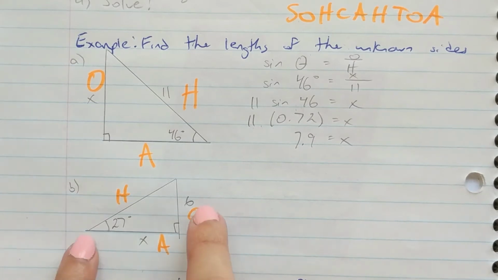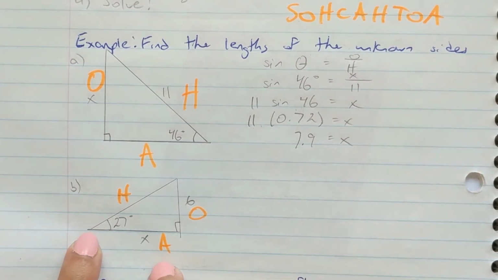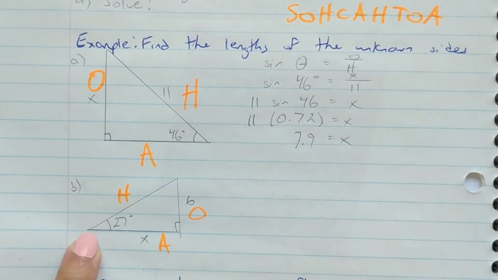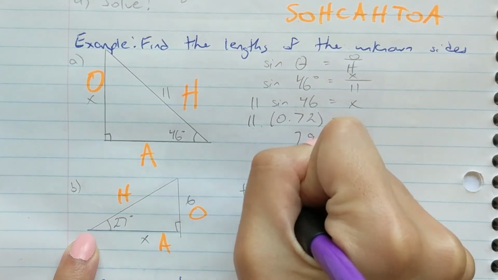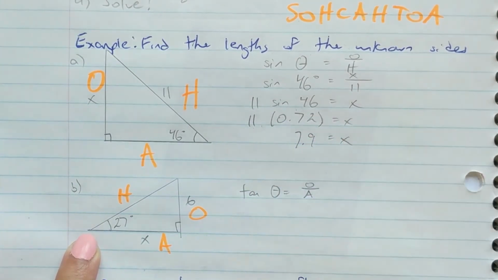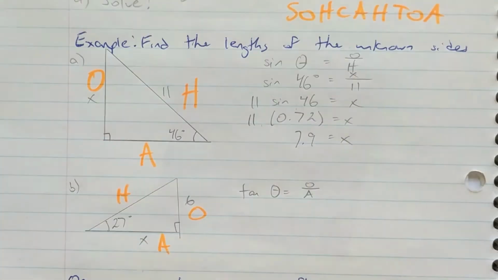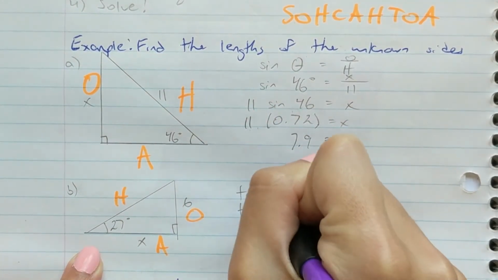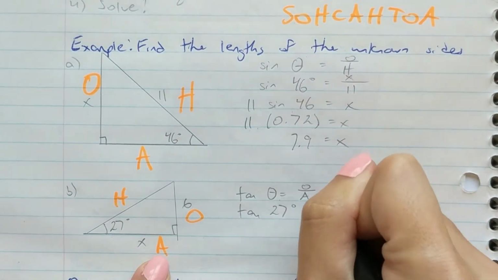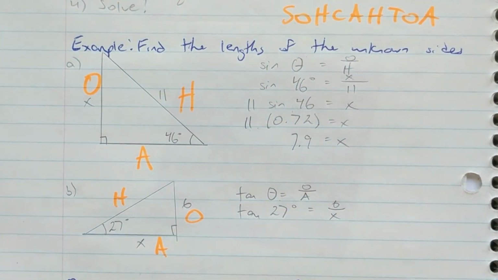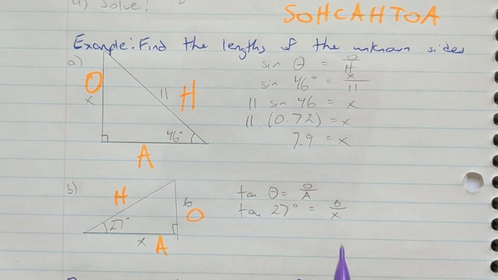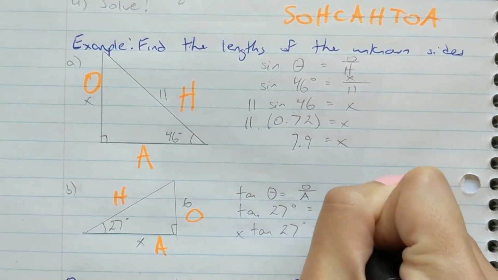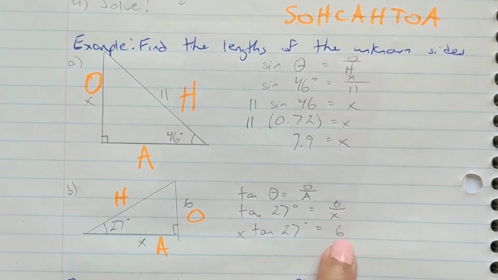I need to pick a ratio that includes both O and A, and that's going to be tan. Tan is equal to O divided by A. So I can set up my equation here. Tan of theta is O divided by A. I know theta is 27 degrees, so I can write tan of 27 degrees is 6 divided by x. Now I need to clear this fraction and get x on its own, so I'm going to multiply both sides by x in order to clear this fraction and give me 6.